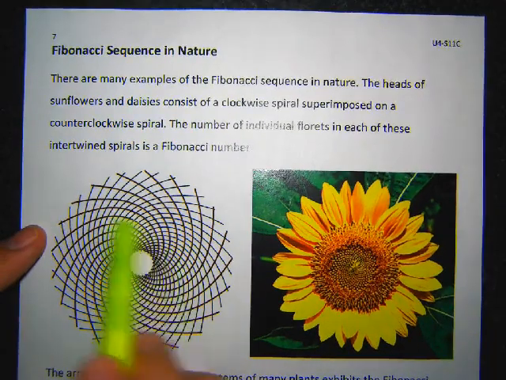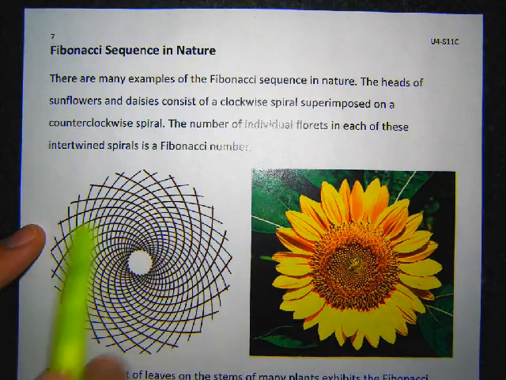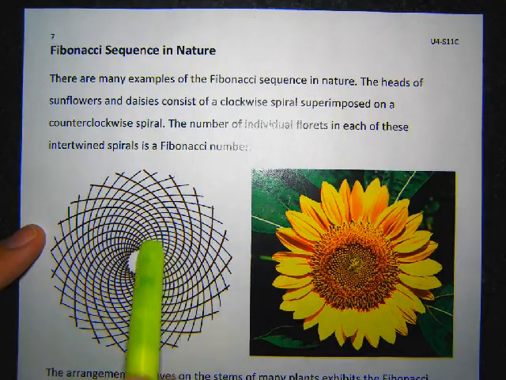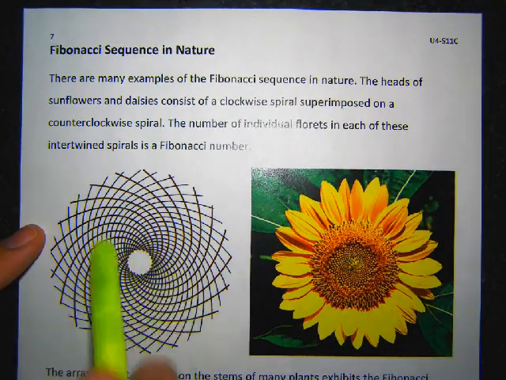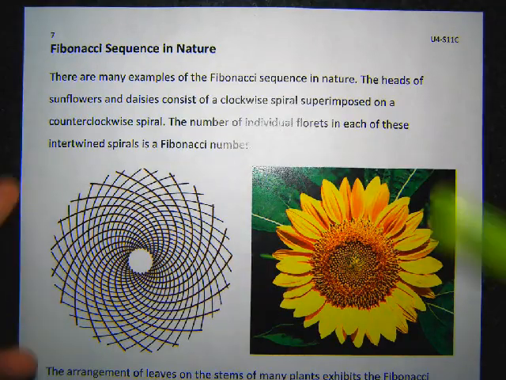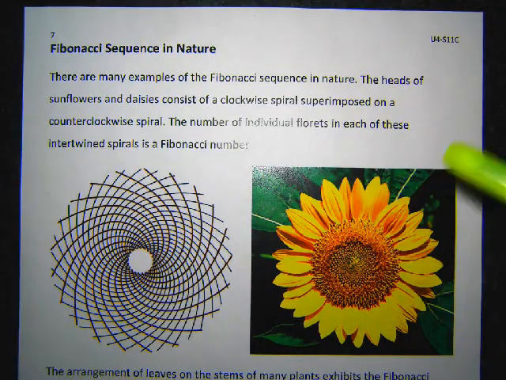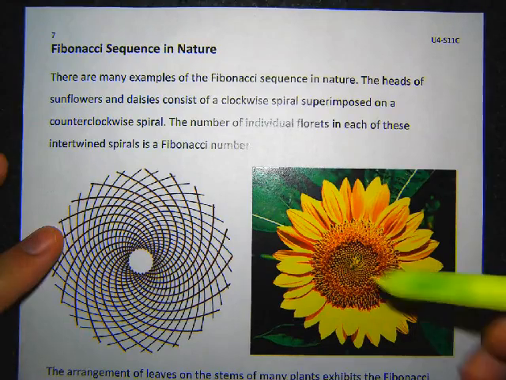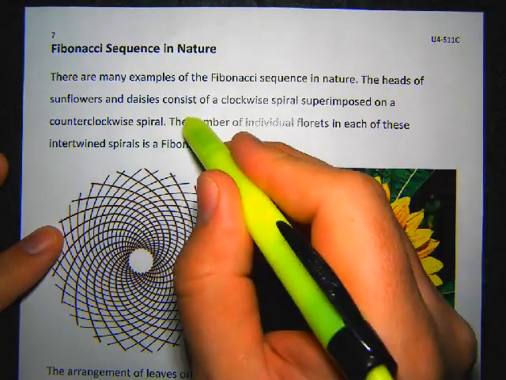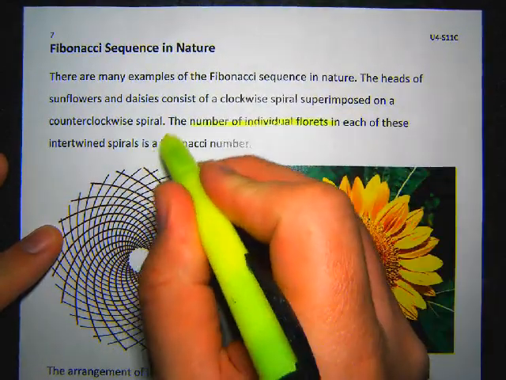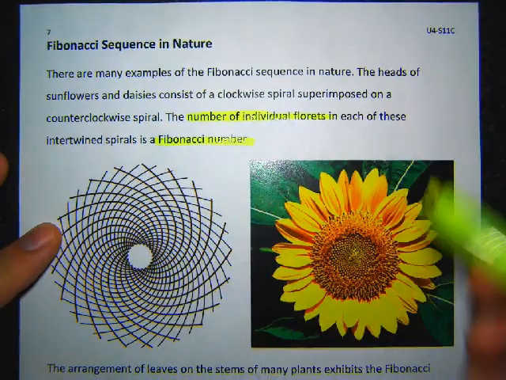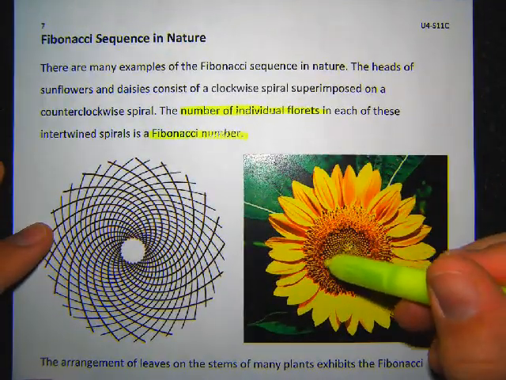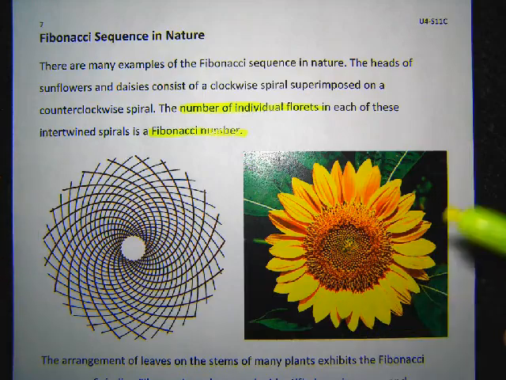And so they look kind of like this if you just take and graph the points. You get the basic shape where you have these spirals going one way and spirals going the other way, and they're interlaced or intertwined. Well, the number of little pieces or florets in these is actually going to be a Fibonacci number. So when you look at these things, if you sat here and counted all the numbers in each one of these pieces, you always end up with Fibonacci numbers.